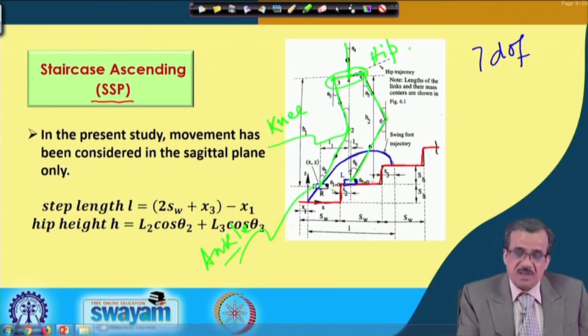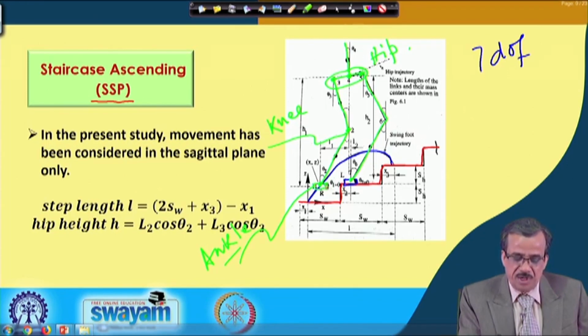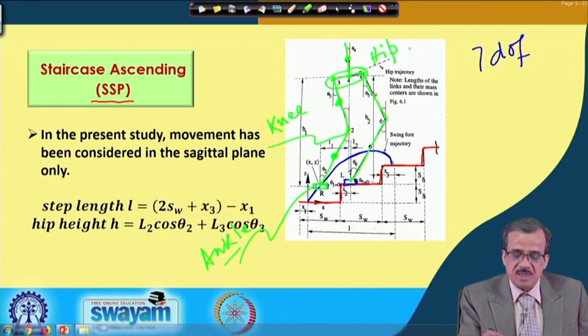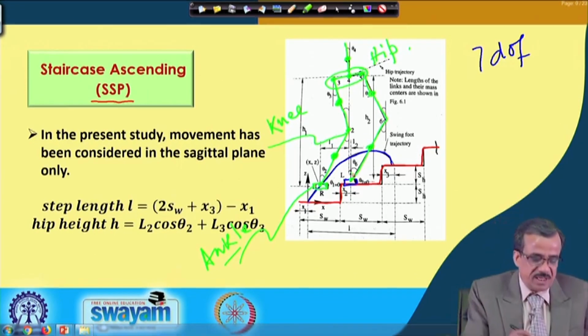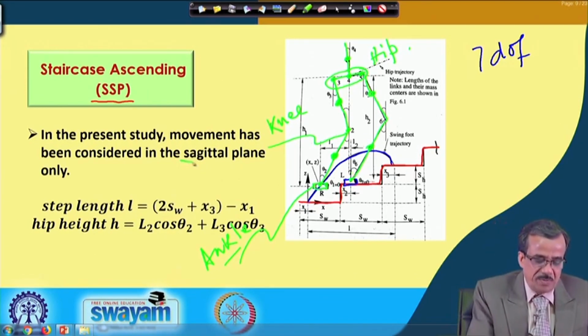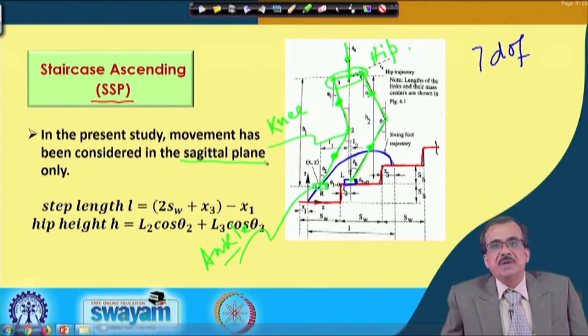Now, each of these links is having its mass and mass center. For example, this particular foot has some mass and mass center, and this link also has its mass and mass center. So, each of these links has its mass and mass center, and supposing that I am considering the movement only in the sagittal plane.